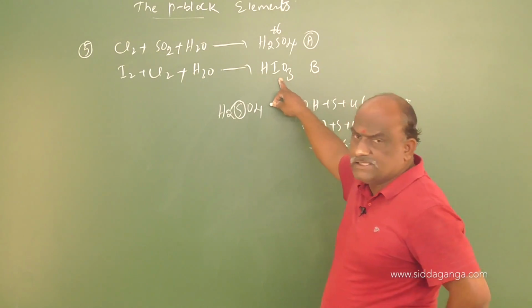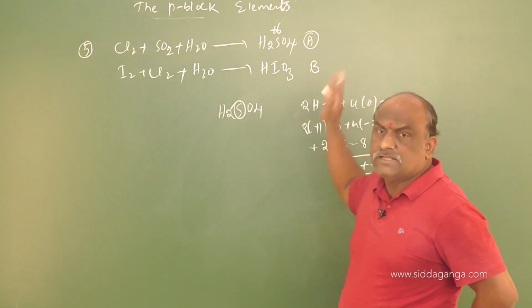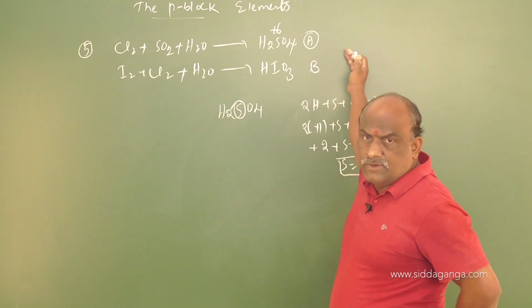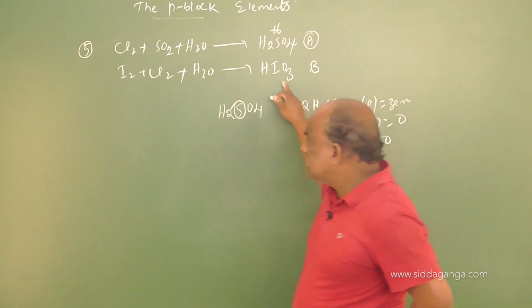Coming to iodic acid, additional formation of HCl also takes place. That will be the byproduct, which was just not mentioned here. So the main product is sulfuric acid, and in the second example, the main product is iodic acid.